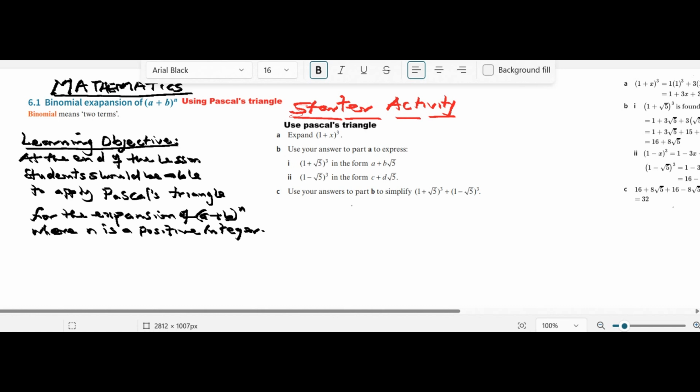At the end of today's class, you should be able to use Pascal triangle to expand a binomial expression of the form a plus b all raised to power n, where n is a positive integer.